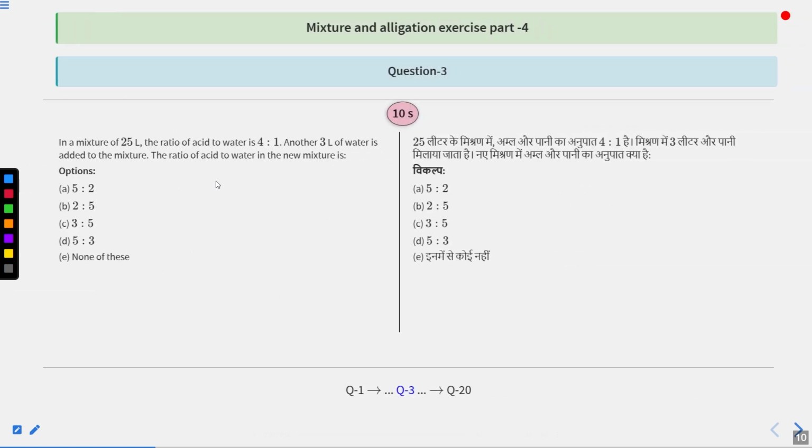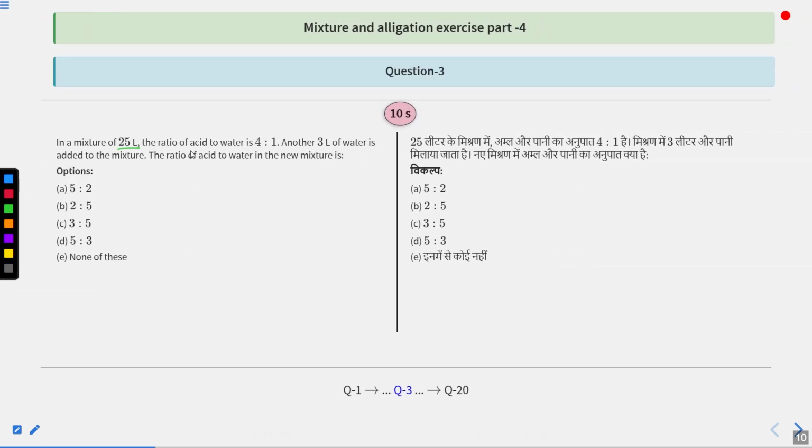Next one. In a mixture of 25 liter, the ratio of acid and water is 4:1. Another 3 liter of water is added to the mixture. The ratio of acid to water in the new mixture is. You have 5 options and 10 seconds to analyze the question. Your time starts now.